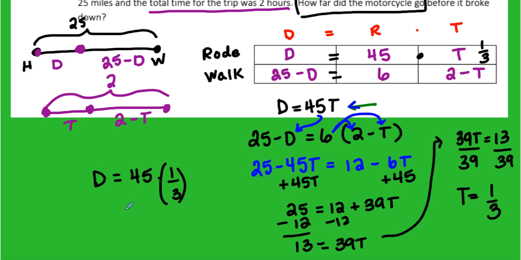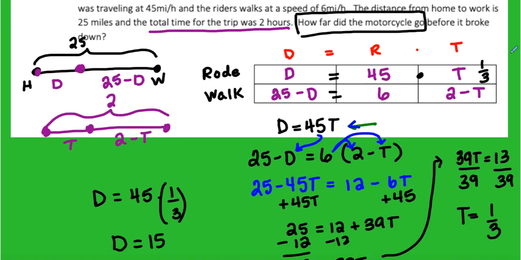Okay, and that would give me D equals 15. So he rode for 15 miles, and since the whole distance was 25, he walked for 10 miles.